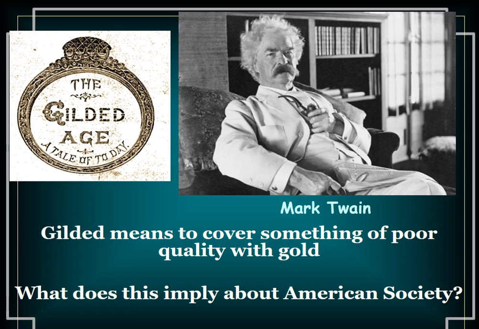Now, what's the implication about American society? Well, if I went outside and got a brick and I put a gold covering over that brick and handed it to you and I said, look, this is a solid gold brick, it really wouldn't be worth anything. You could just scratch the surface off and see that that's just a brick that had been covered in gold spray paint, so it wasn't worth anything. And that's kind of how America was during this time period.